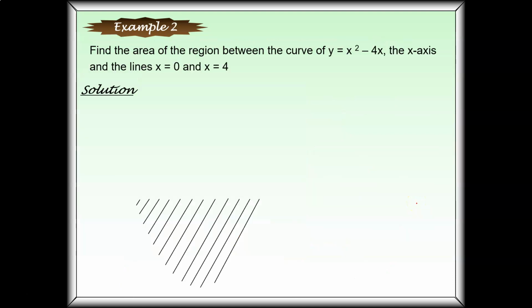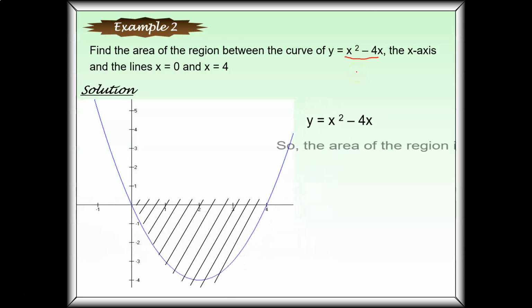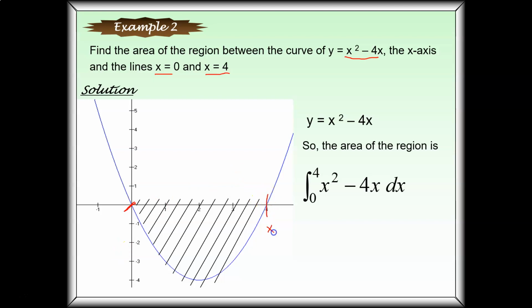Okay, then example 2. Find the area of the region between the curve y equals x squared minus 4x and the x-axis, the line x equals 0 and x equals 4. So you have this curve and you have these two lines, x equals 0 and x equals 4. This one is x equals 0 and this one is x equals 4.